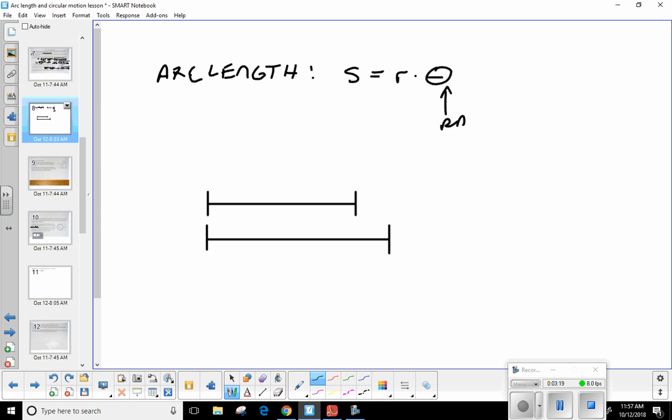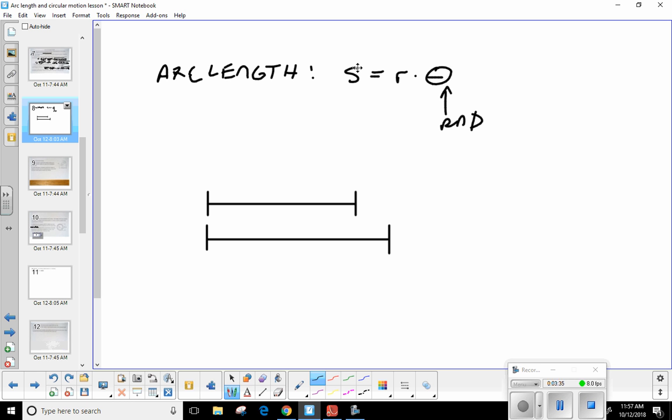Okay, so if it's given to you in degrees, we can easily go ahead and convert that. So the arc length equals the radius times theta.